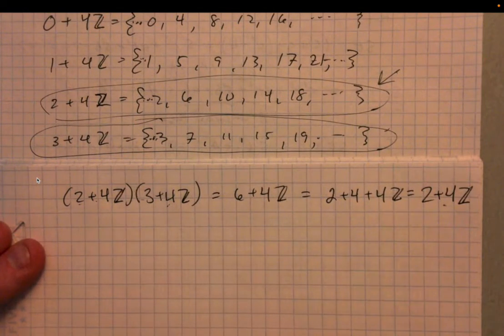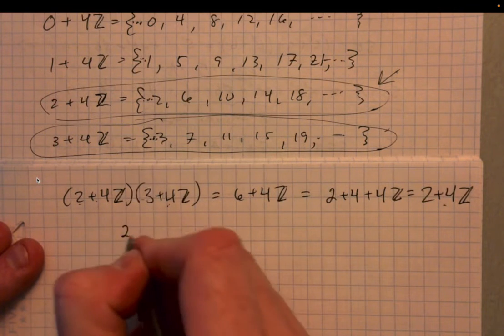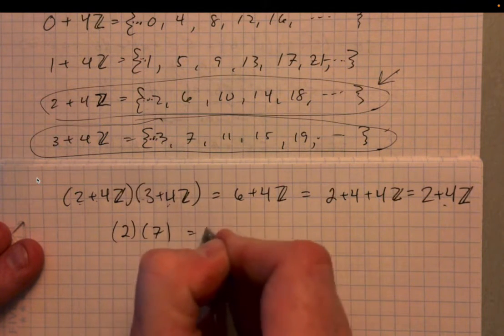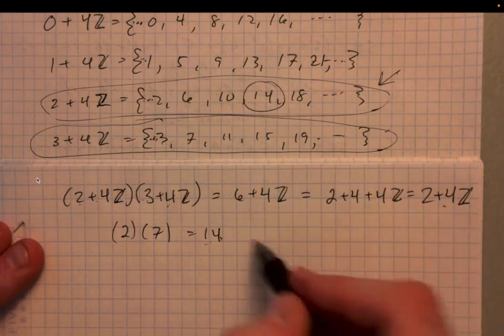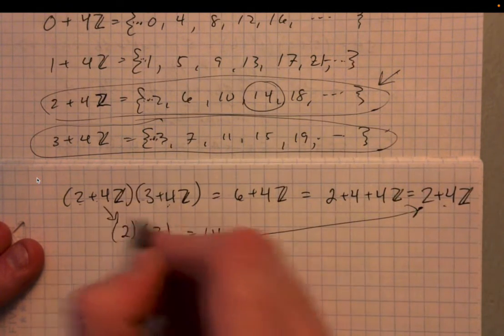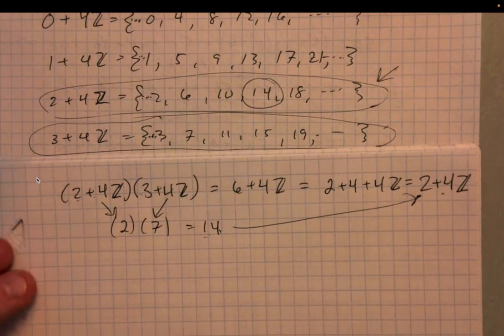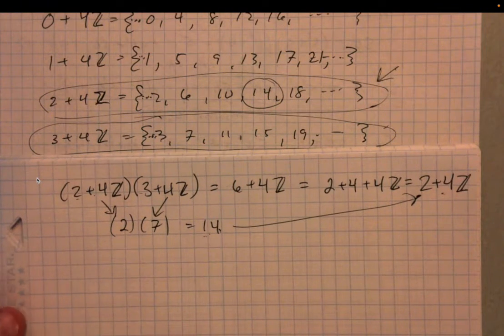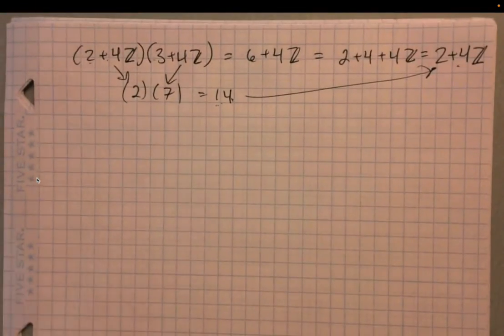So I can take an example. If I take 2 out of here and 7 out of here, 2 times 7 is 14, and so 14 is back in here. So this one came out of here, that one came out of there, and the result ends up back in 2 plus 4Z. And that's true in general. This is a great example. This is a ring. This shows how you've got a ring with these cosets.